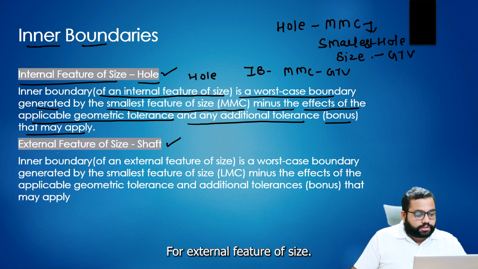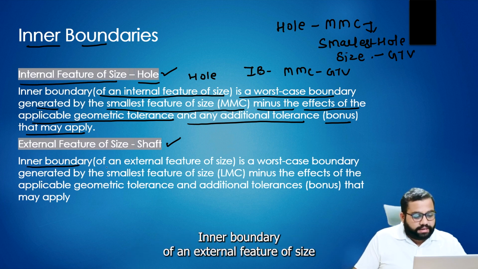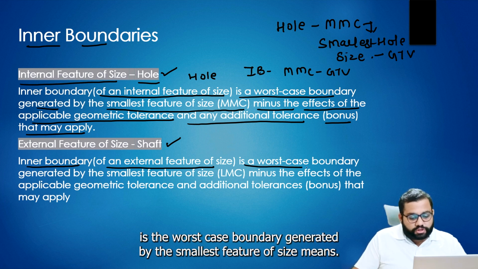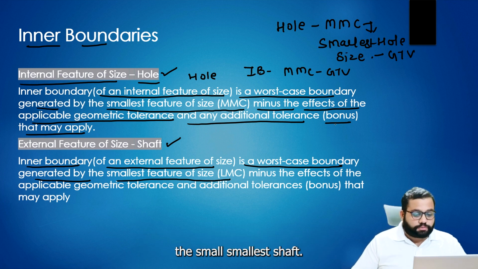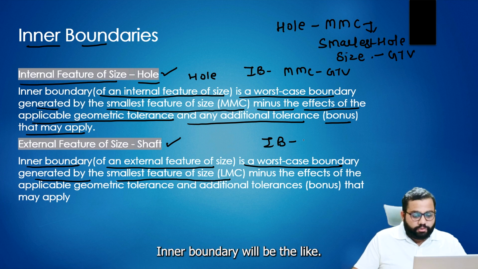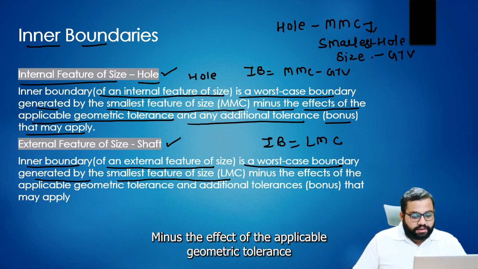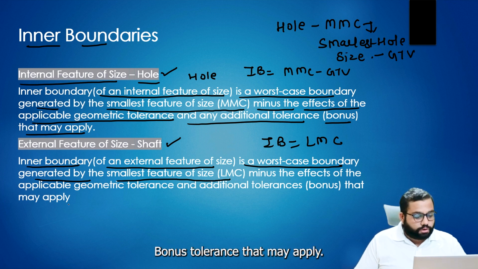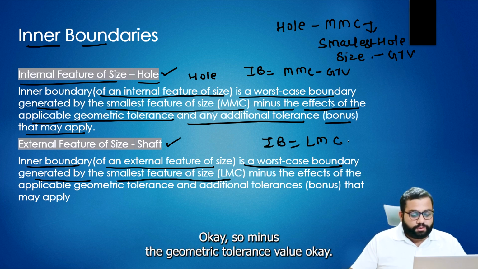For an external feature of size, the inner boundary is the worst case boundary generated by the smallest feature of size, meaning the smallest shaft. The inner boundary will be the LMC minus the effect of the applicable geometric tolerance and any additional or bonus tolerance that may apply, so LMC minus the geometric tolerance value.